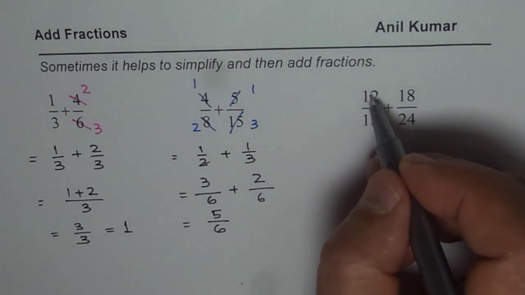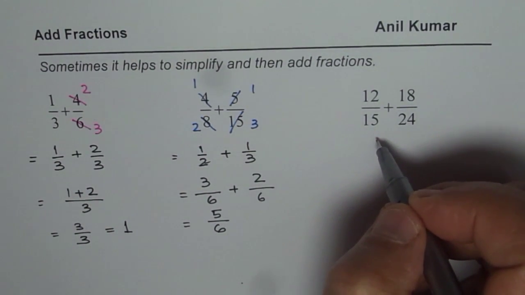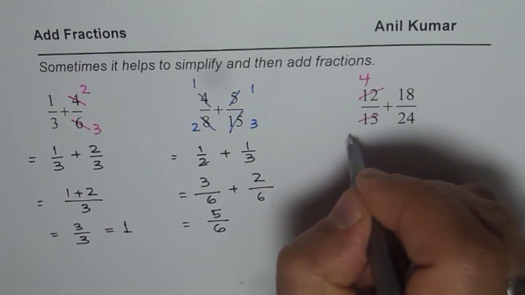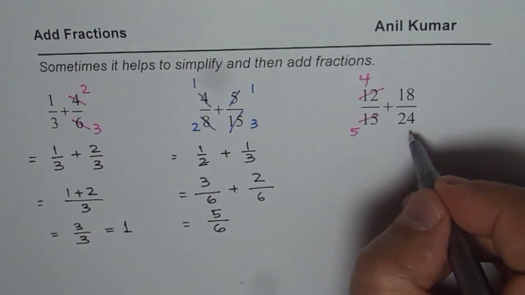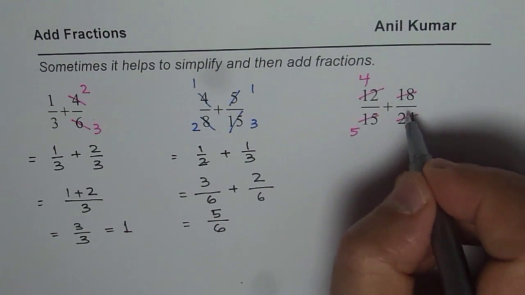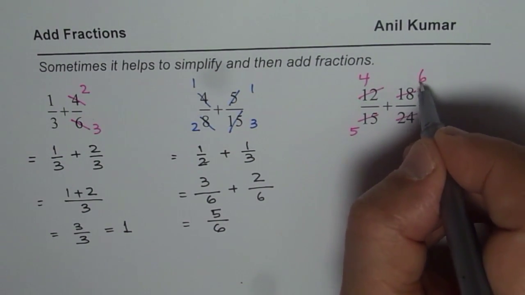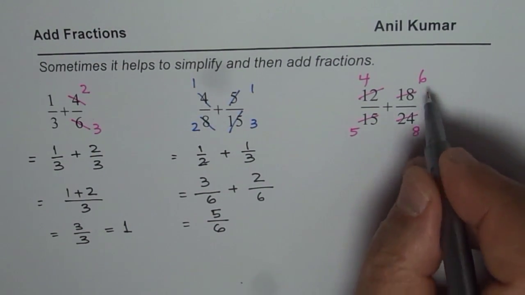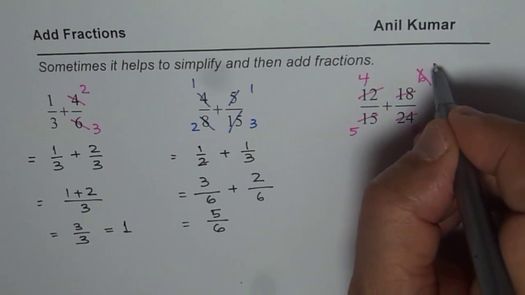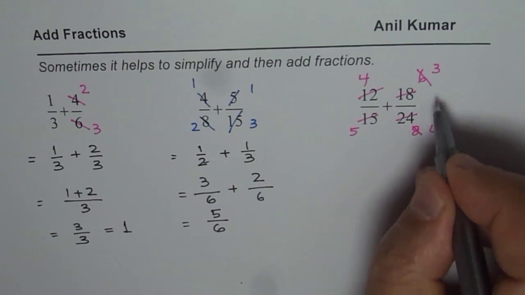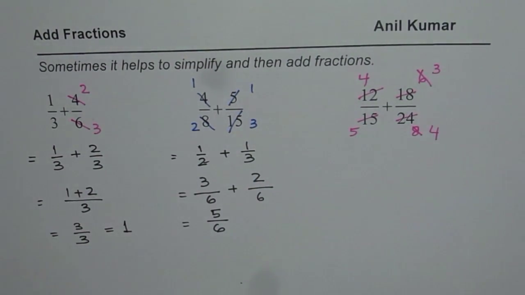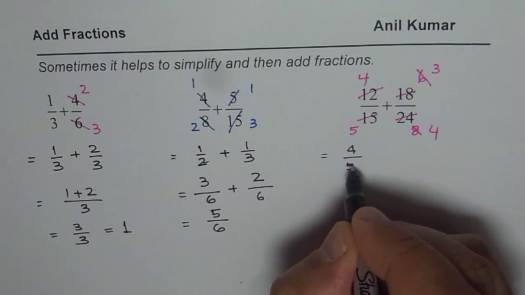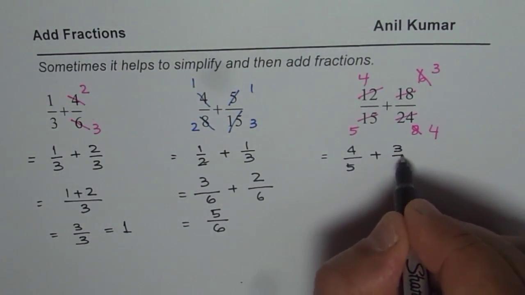Simplify. 12 over 15. Can you divide both by some number? 3. Yeah. So 3 times 4 and 3 times 5. How about this one? Let us first divide by 3. So 3 times 6 is 18 and 3 times 8 is 24. Well, we can further divide them by 2. So 2 times 3 and 2 times 4. So now we can write them as equivalent fractions. 4 over 5 plus 3 over 4.